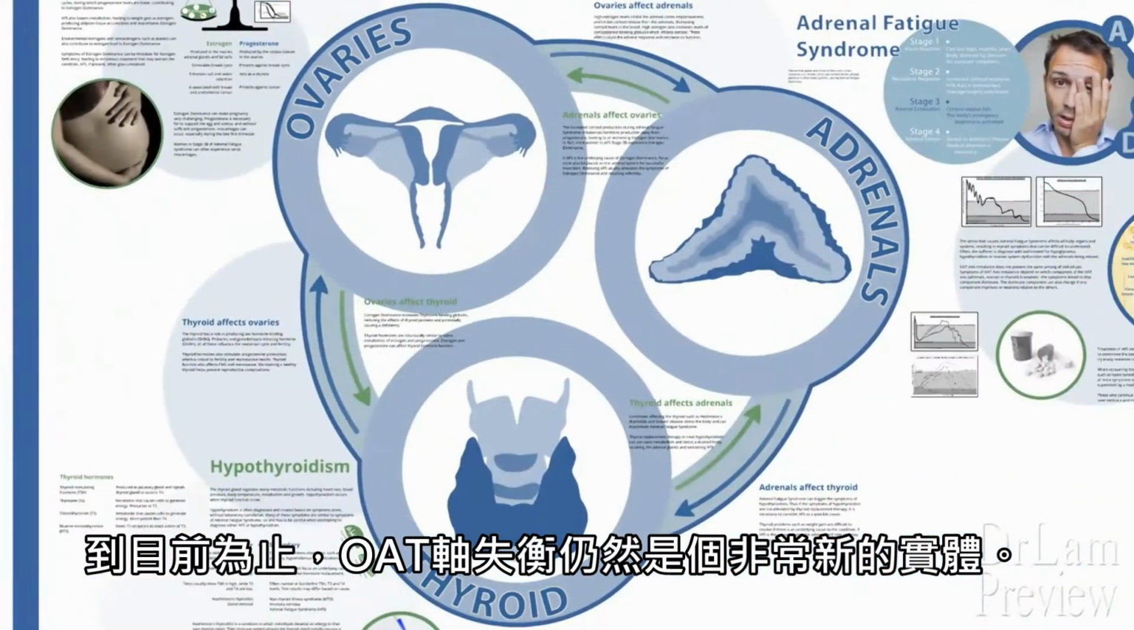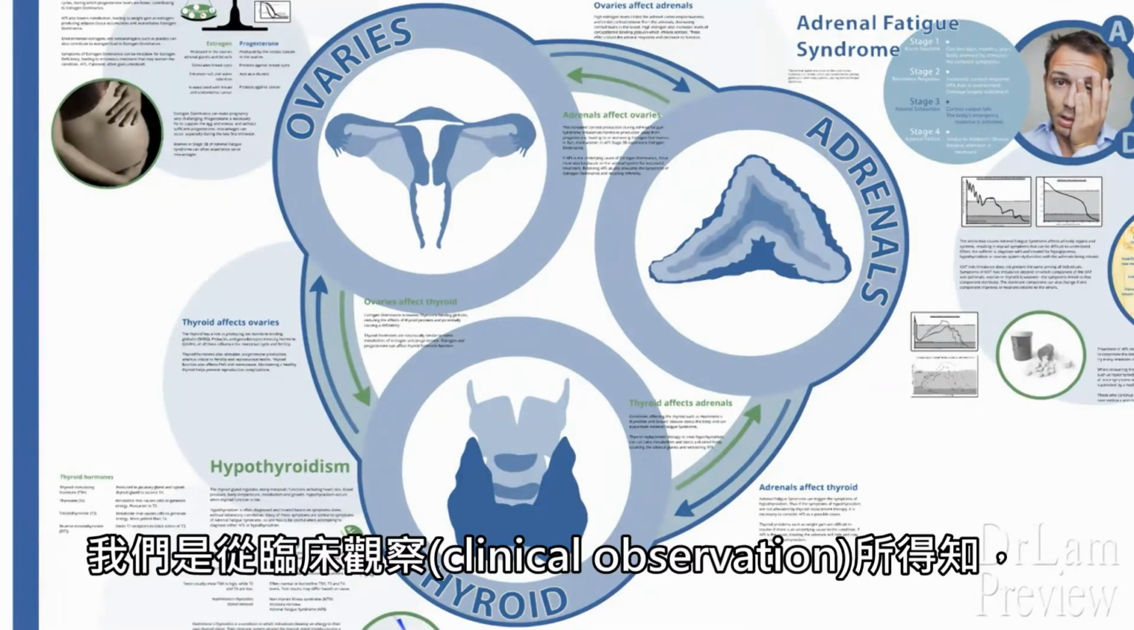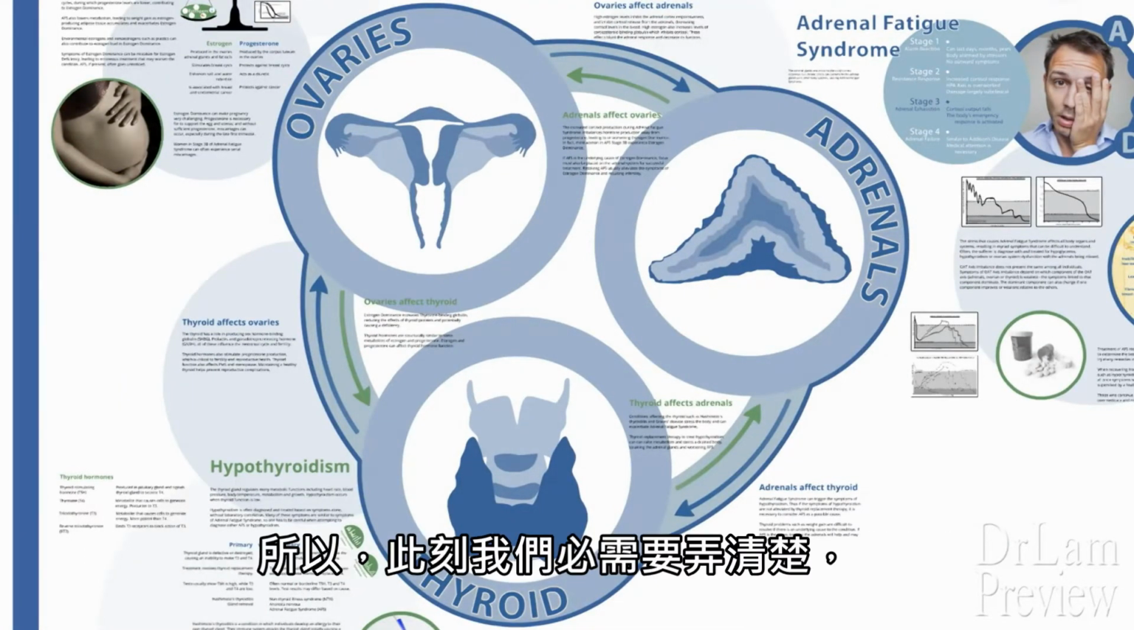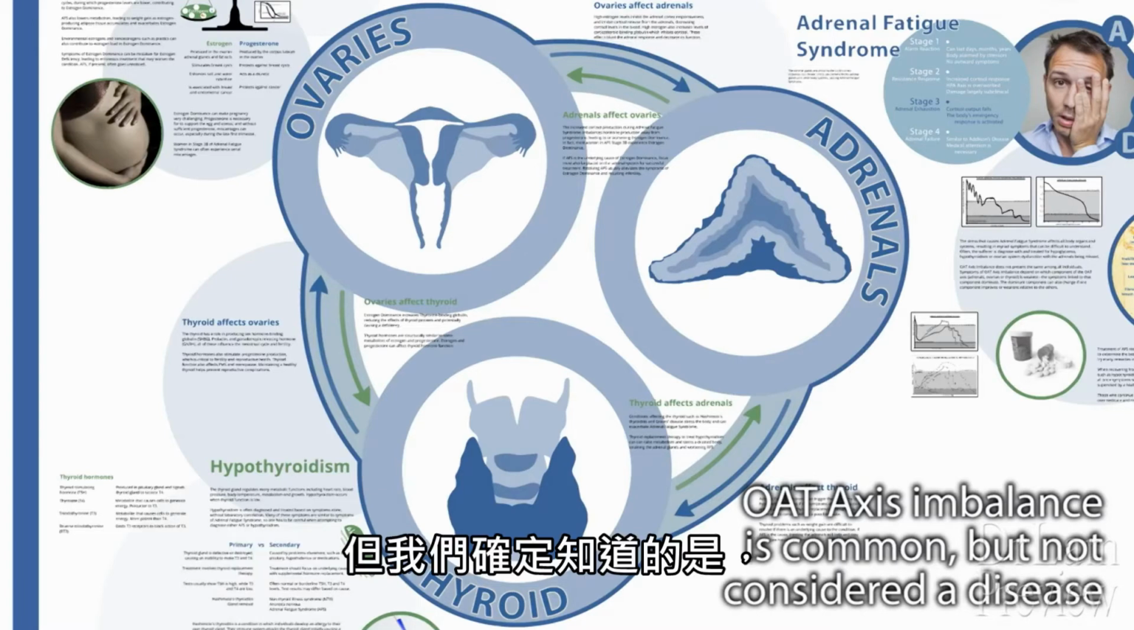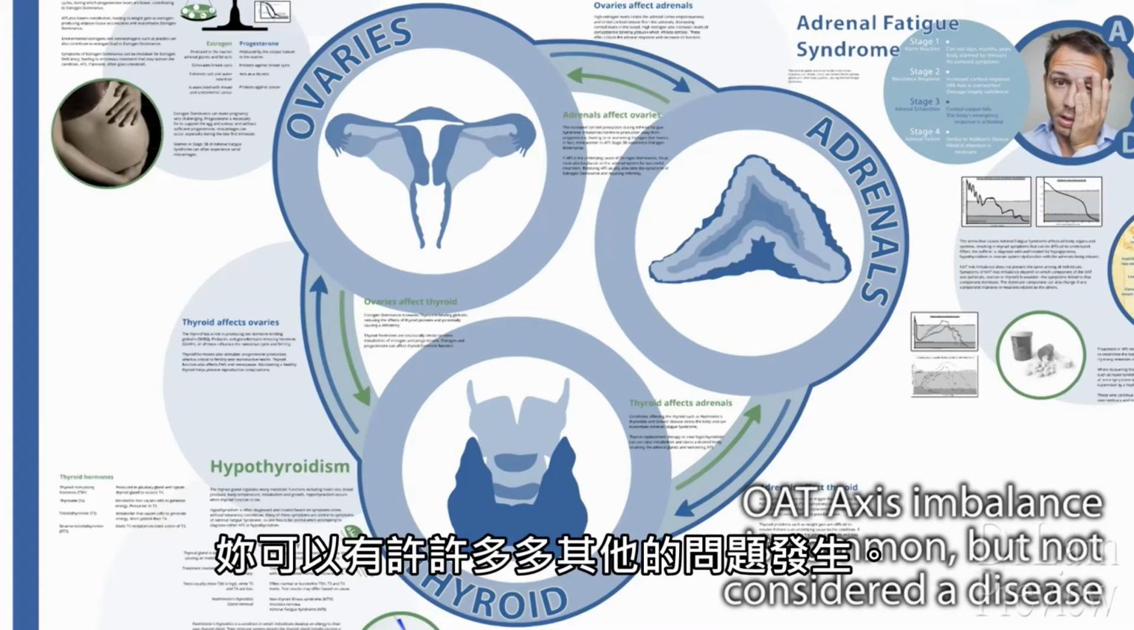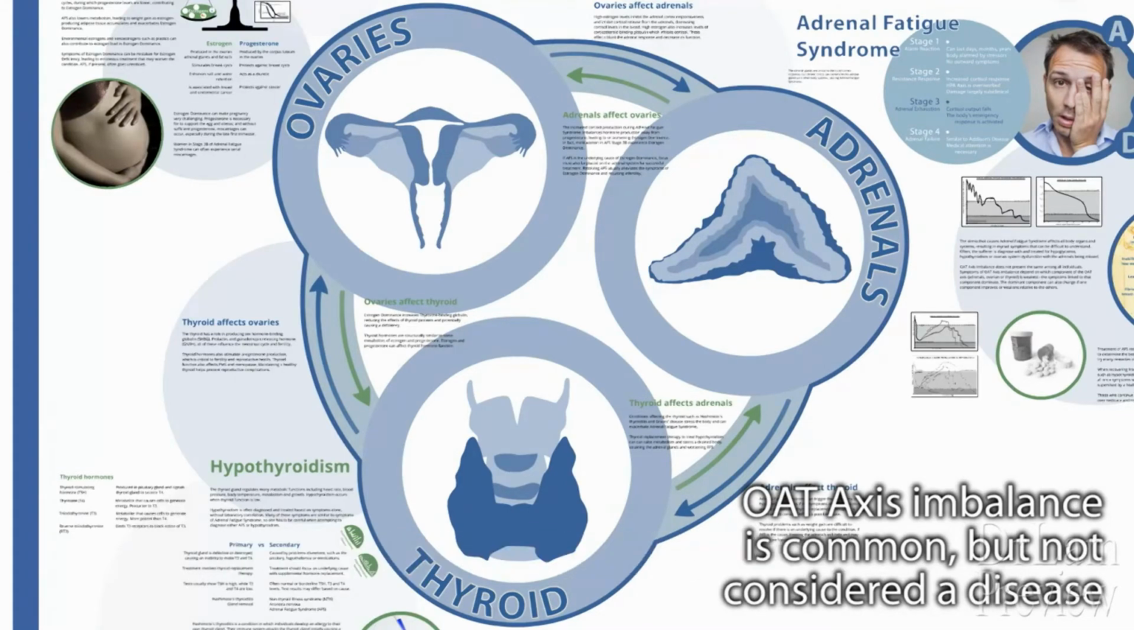Now, OAT axis imbalance is still a very new entity. What we know comes from clinical observation, and much more research is needed. So at this point, we need to make sure that we don't call this a disease state because we still have much we don't know. But what we do know is that this situation is very common, and when the OAT axis is not balanced, you can have many, many other problems that arise.